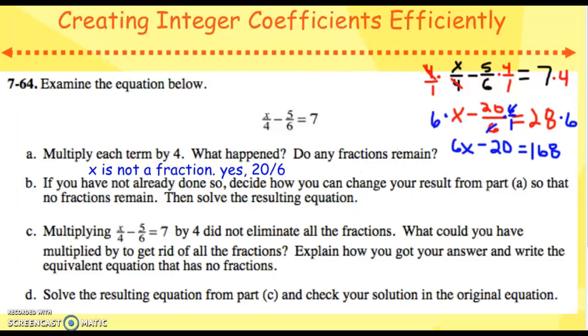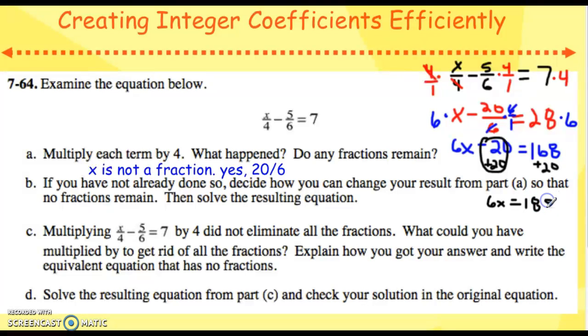Okay, so now it wants me to solve the resulting equation. So I need to get x by itself. So to undo subtracting 20, I'm going to add 20 to the other side also. So negative 20 and a positive 20 equals a 0 pair. So on the left, I'm left with 6x. And on the right, 168 plus 20 would be 188.